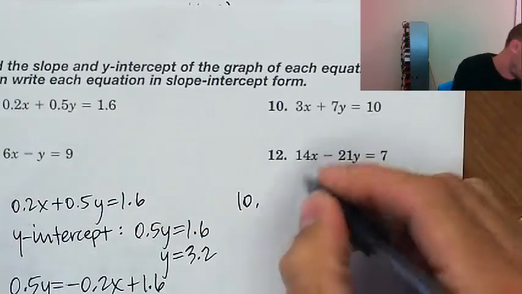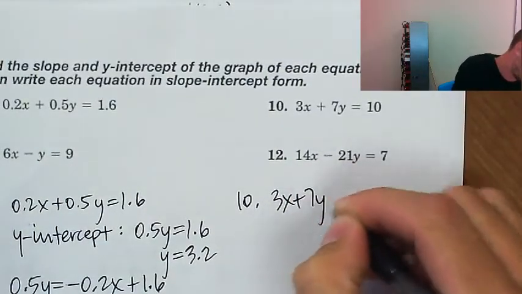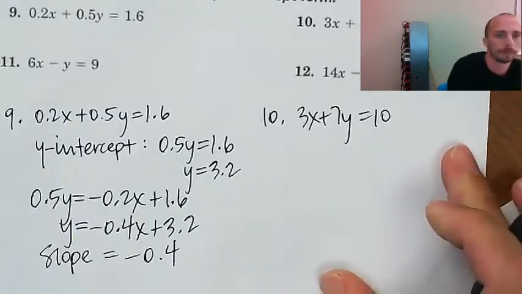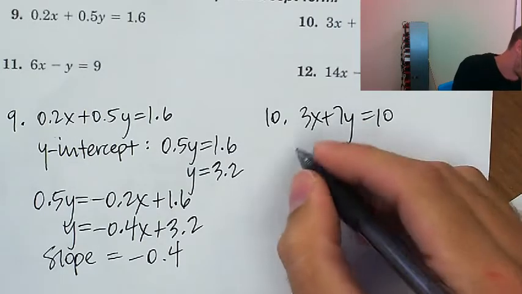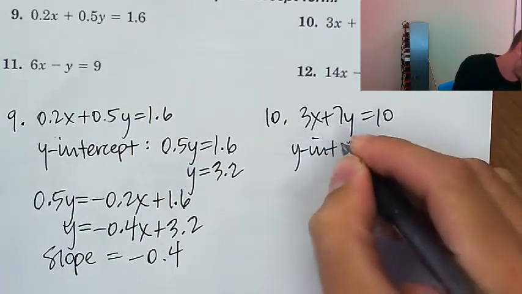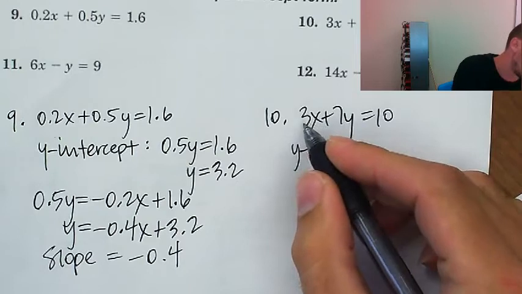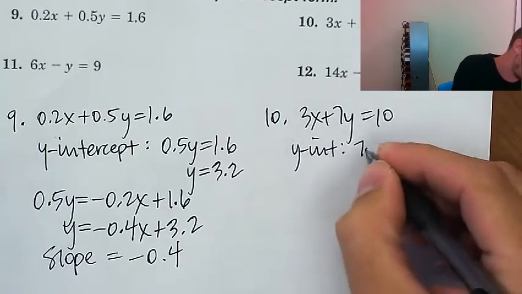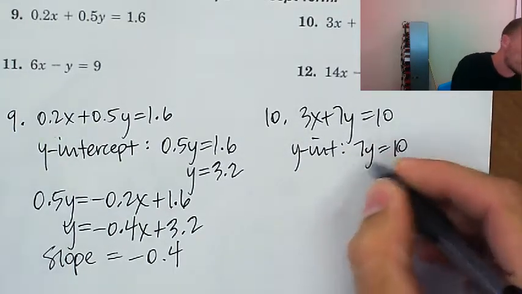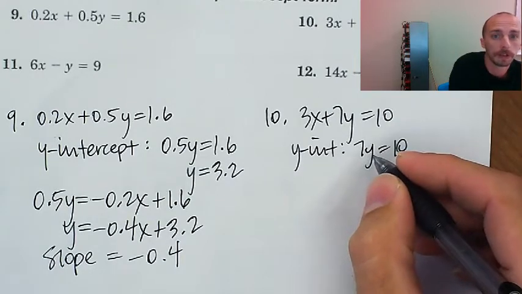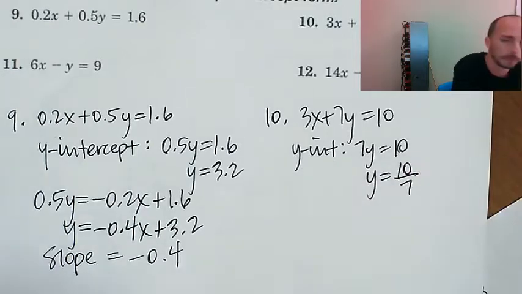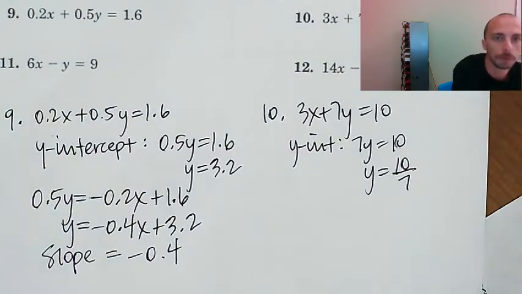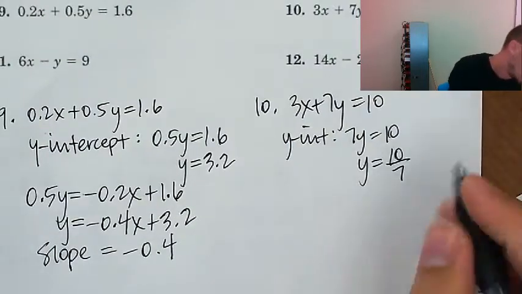All right. Number 10: 3x plus 7y equals 10. I'm going to start with the y-intercept. That's where x equals 0, so 3 times 0 is 0, plus 7y equals 10. I'm going to solve for y in this equation by dividing both sides by 7, and y will equal 10 divided by 7. I don't know what that is decimal-wise, and I don't care either. It doesn't really matter. We're just going to write it as 10 over 7.